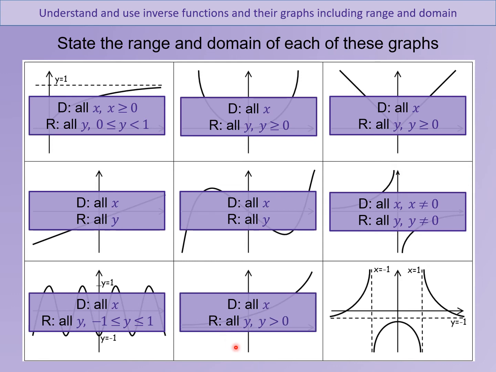So in this case, all values can be put into it, but the only answers you can get out are greater than, but not equal to, 0. Okay, y equals e to the x, you can put in any value you like, but the only values you're going to get out are positive ones. And finally, this very interesting looking graph.